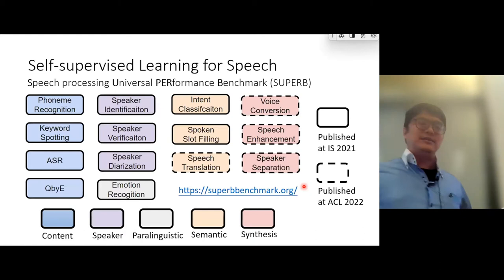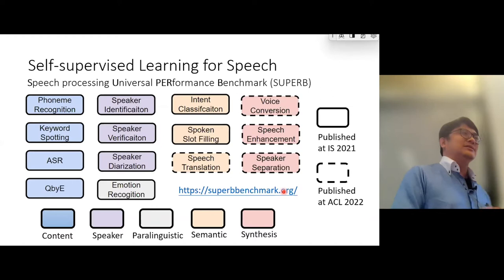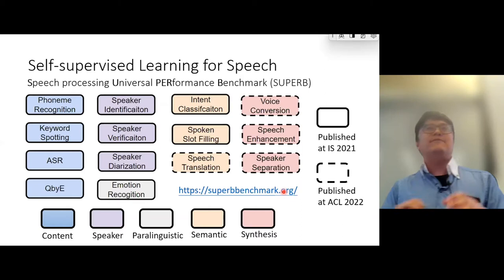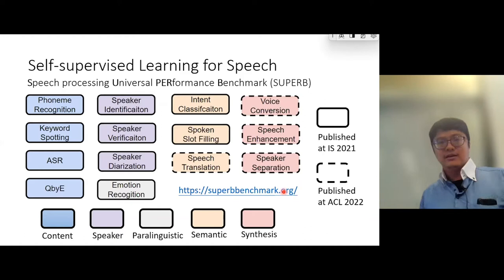Here, I list some of the tasks which have been evaluated in the SUPERB benchmark. And you can check this webpage to see the leaderboard, and you can find that those self-supervised models, usually they are very universal. One model is trained task agnostic, but it can solve a wide range of different tasks with fine-tuning. So this is the power. So self-supervised learning is very powerful.